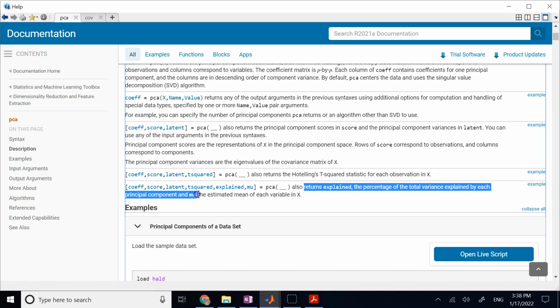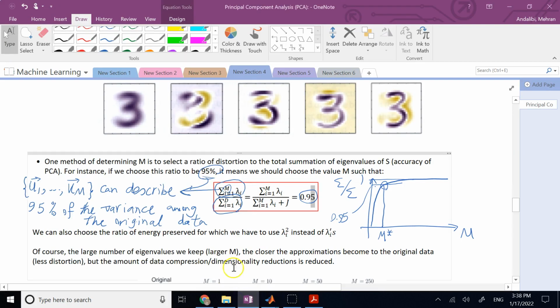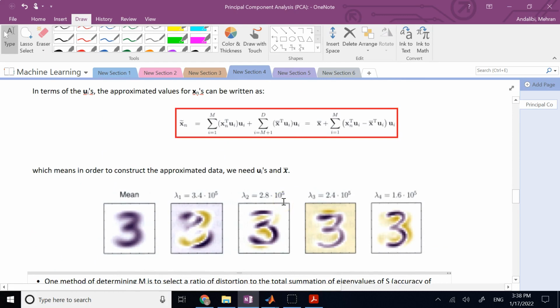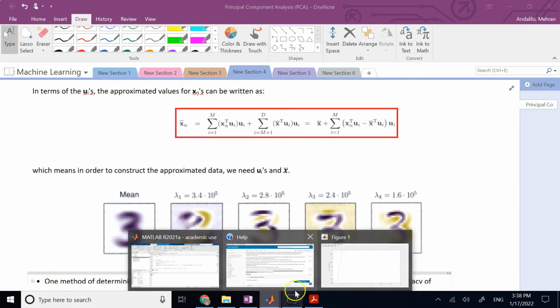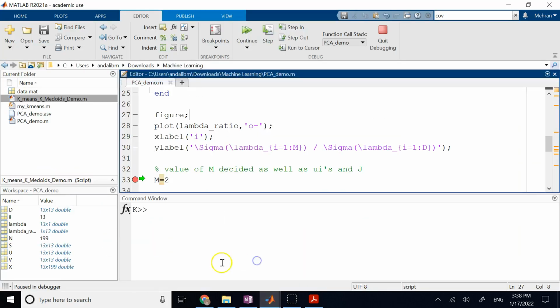99.8% of the variance can be explained by only the first 2 principal components. So M of 2 is definitely more than enough for this case. You don't need more than 2. M is 2. That's how you choose M, right? So that's what I wanted to explain to you, how you choose M using that parameter explained, as you saw.